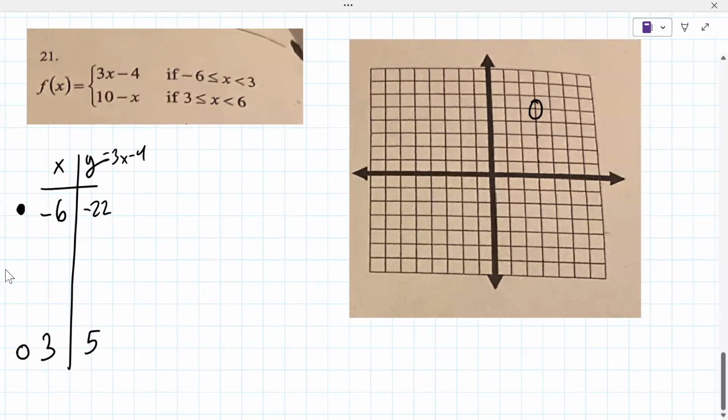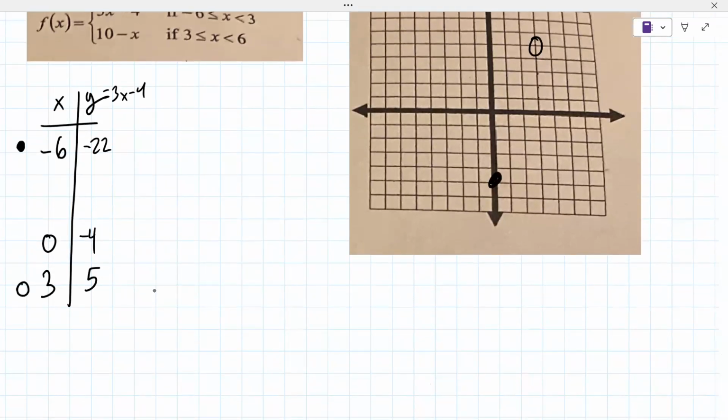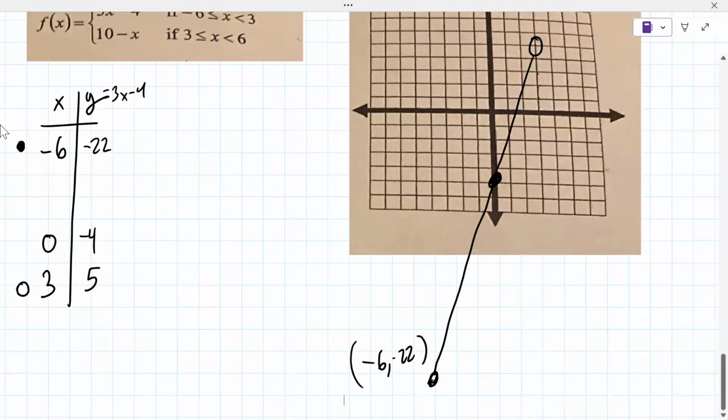Okay. And then you can see I kind of put a gap in here. But let's do another point. Let's do 0 so we can get another point. I don't have to write 2, 1, 0, minus 1 all the way to minus 6. No, but you do want to get the endpoints if it exists. So 0 is negative 4. So that's there. And then you're basically off the graph. So that's about negative 6, negative 22. Okay. But you really want to be very emphatic that that's an open circle.